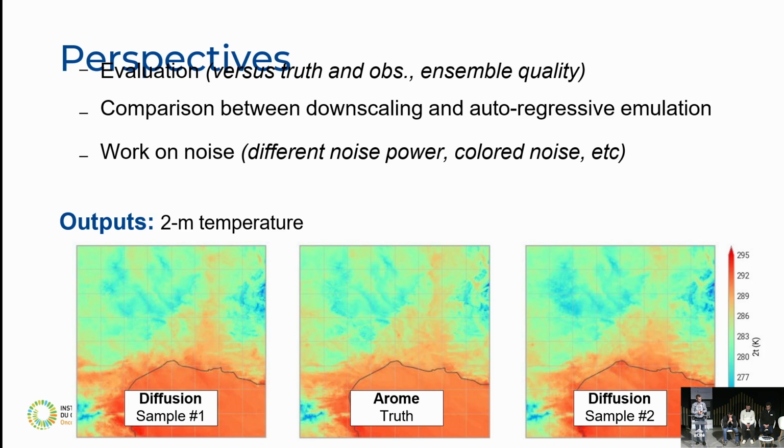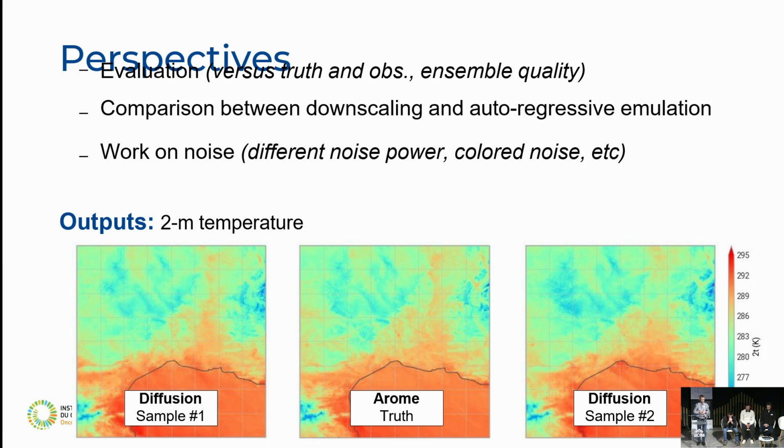For the perspectives, we are pushing the evaluation because we have a lot of work to do to evaluate versus AROME first, but then against observations to know if it can be at the same level as AROME in operational conditions. We are also working on this ensemble aspect to know if we can use it for uncertainty quantification. And then we would like to compare this downscaling approach with the autoregressive emulator that is being developed at Météo France.